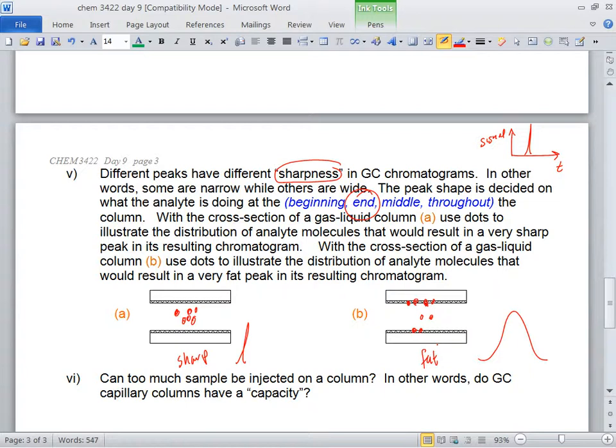So with these pictures in mind, Brandy, does it seem possible that too much sample can be injected on a column? We talked about too much sample being injected on the inlet. We call it sample overload, and how everything couldn't instantaneously vaporize and get onto that column right away. But they're talking about the column. Yeah, you can physically see it. There's only so much room, right? The liquid is only so thick. It's going to have a capacity.